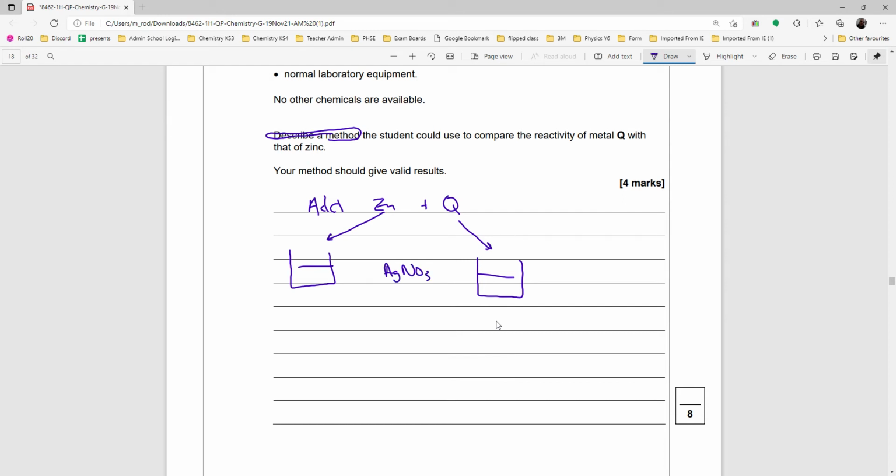Now, there's a couple things you need to remember: you have to keep the mass the same for each if you're going to make this a fair test. So the mass has to be equal, and you're going to measure that in grams. It doesn't matter what mass you say. You could say 5 grams, you could say 1 gram, or you could just say that you're going to make sure that you measure the mass so it's equal.